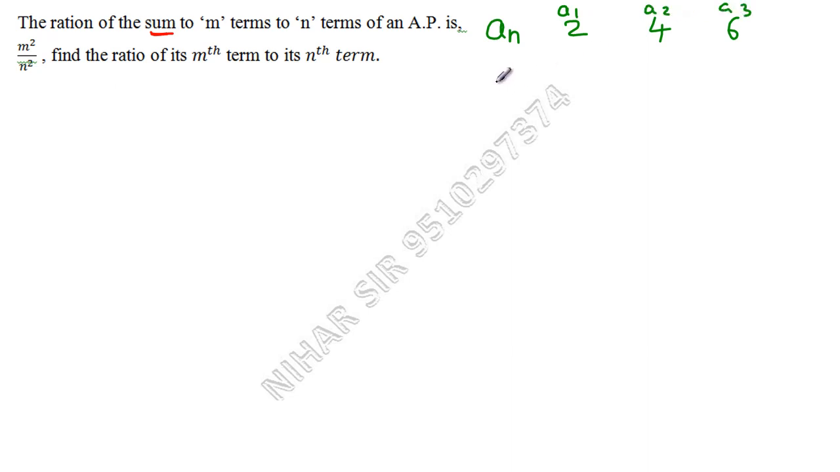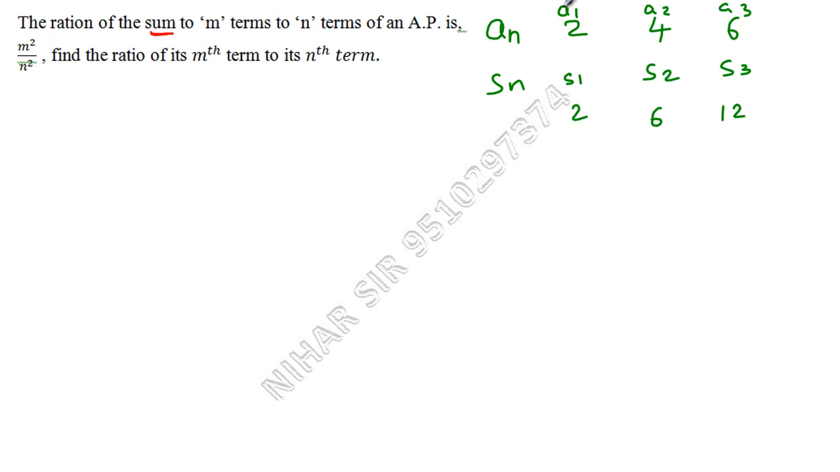Now if I talk about s1, s2, s3, it means if I talk about sn, it is the sum. So the sum of the first term will be the same, 2 only, right? And s2 is the sum of the first two terms, so that will be 2 plus 4, 6, and s3 will be the sum of the first three terms, so that will be 12, right?